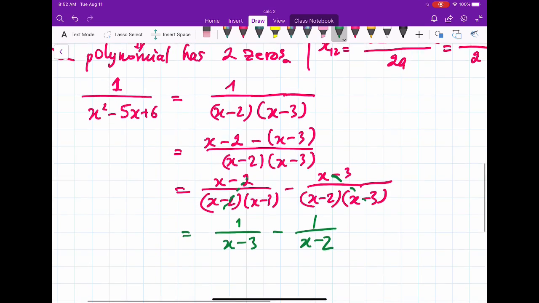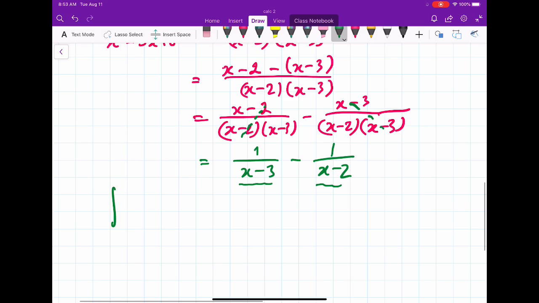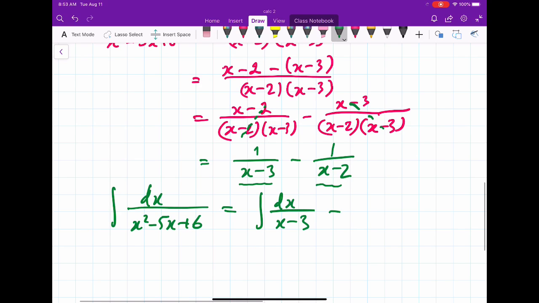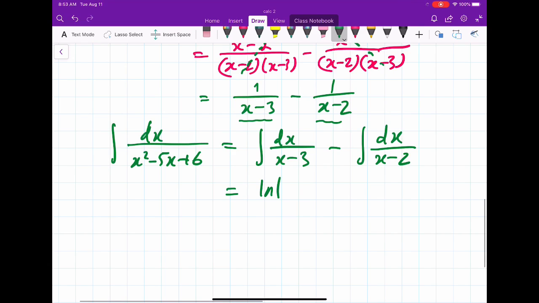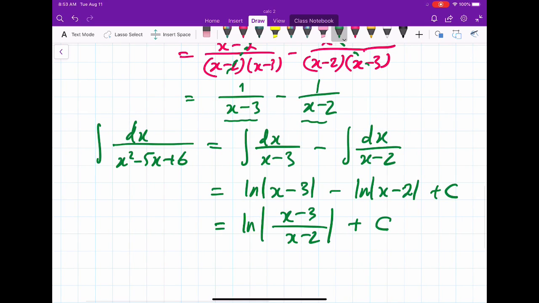And now we can find the antiderivative of each function easily. So I have the antiderivative of 1 over x squared minus 5x plus 6 equal to the integral of dx over x minus 3 minus dx over x minus 2. And this is nothing but ln of the absolute value of x minus 3, minus ln of the absolute value of x minus 2, plus a constant. Or sometimes they write ln of the absolute value of (x minus 3) divided by (x minus 2), plus c. Okay, so that's how we can solve certain integrals.